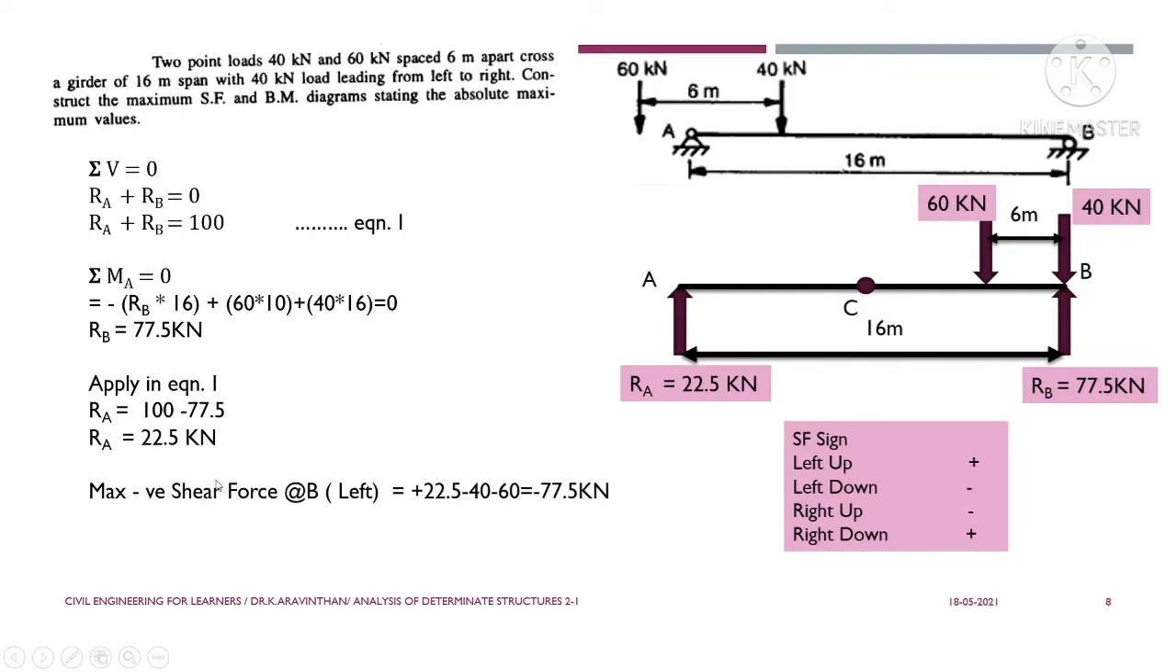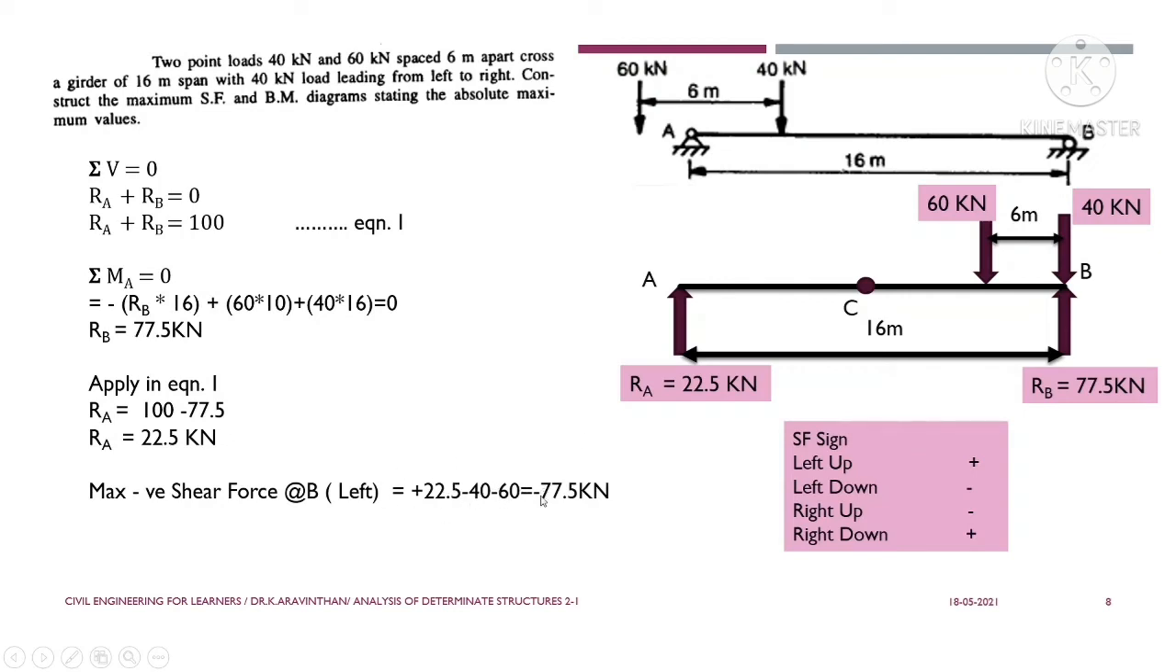Now let us find the maximum negative shear force. Okay, to find that I will be taking shear force at point B. I have to look into left hand side, left up. You are having 22.5. Left up is positive, that is plus 22.5 is written here. Again, on the left side you are having 60 kilonewton, which is downward. So left down is negative, so negative 60. Negative 60 is written here, and this will be placed at left hand side of point B. So minus 40. Minus 40 is written here.